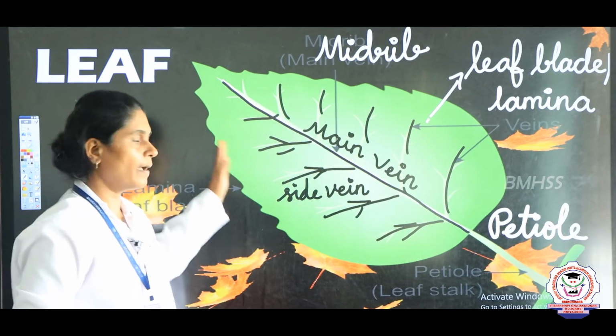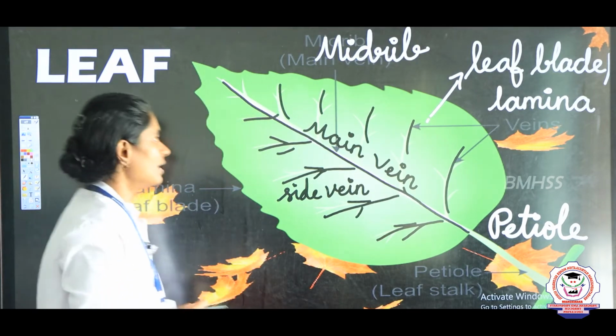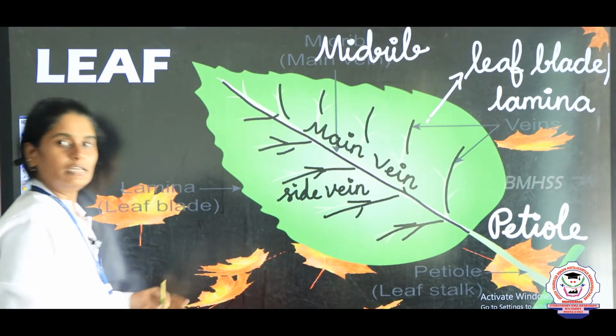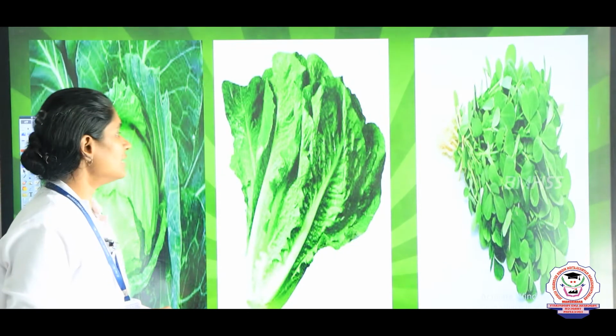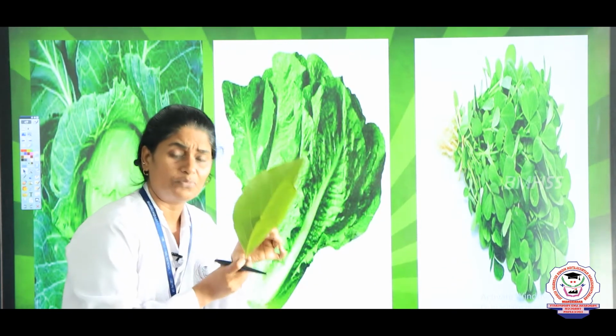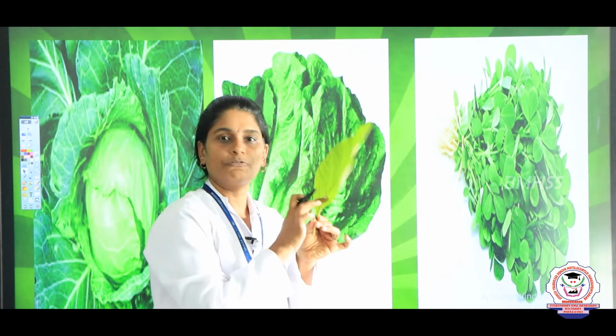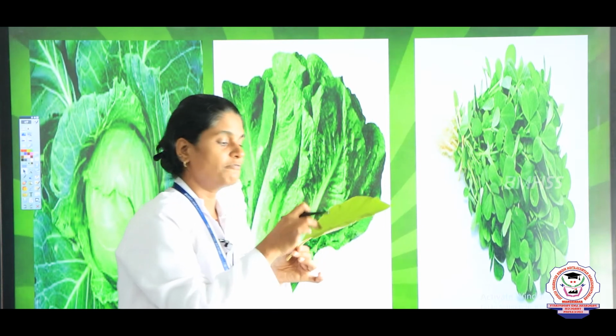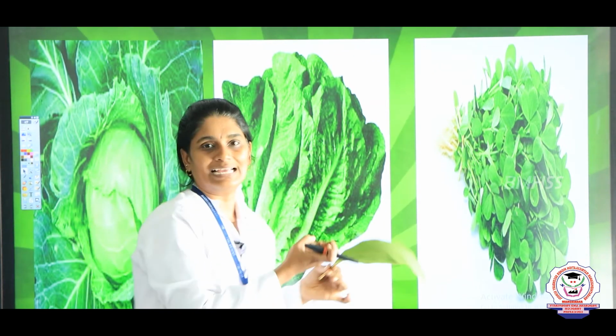Okay. So, these are all the parts of the leaf. Now let us see the functions of the leaf. What work is the leaf doing? The leaf is green in color. Why is it green in color? Because of the chlorophyll pigment, and this chlorophyll pigment absorbs the sunlight.